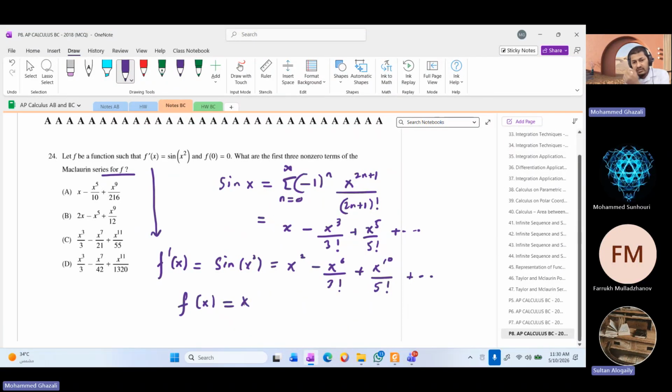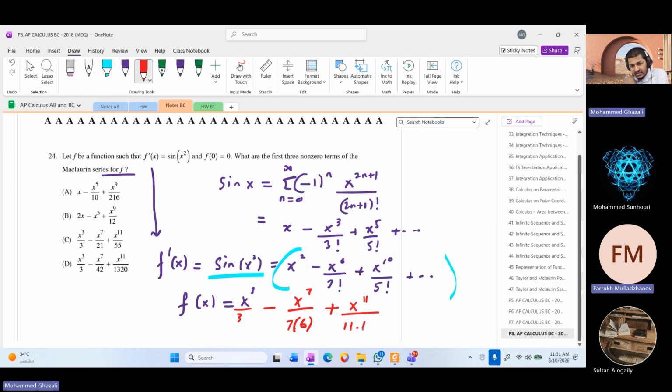So the integral of sine x squared, negative cosine x squared over... no, no, no, whoa. You can't integrate something like this. There's an x squared there. You need to integrate these terms. That's why it's impossible to integrate this directly. You integrate these terms. So it's x cubed over 3 minus x to the power 7 over 7 times 3 factorial, which is 6. Nice. Plus x to the power 11 over 11 times 120. 5 factorial is 120.